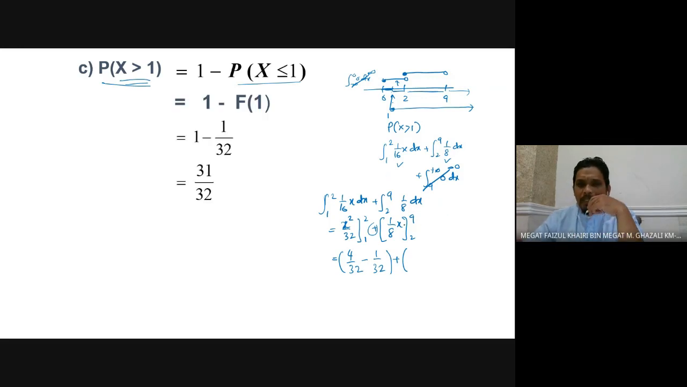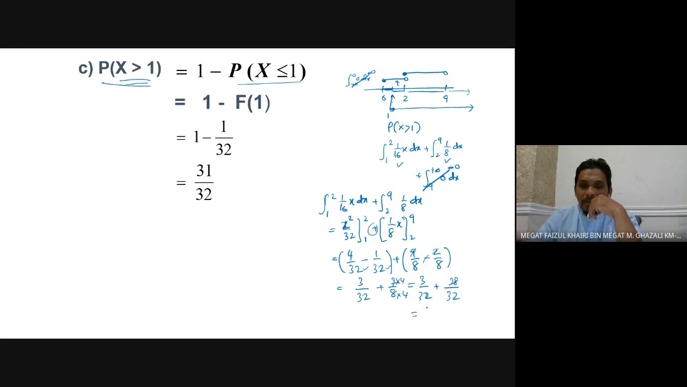Okay, so then substitute x with 9: 9 over 8 minus 2 over 8. Okay, 4 minus 1 equal to 3 over 32. Okay, 32 and 32, the denominator sama, so 4 minus 1 equal to 3, plus 9 minus 2 equal to 7 over 8. Okay, so 3 over 32, 8 times 4 equal to 32, and then 7 times 4, 28.